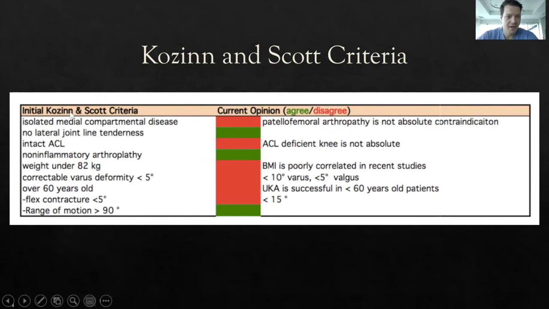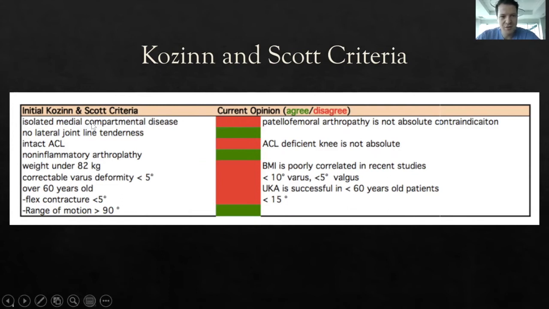And so initially they thought that the arthritis can only be isolated to the inside compartment of the knee, like we talked about. And after some more recent studies, we figured out, well, the patella probably can have a little bit of arthritis in it, and we can still do a partial knee, and people do very, very well.